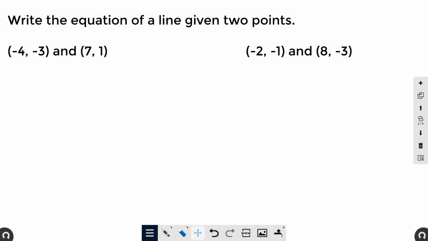I would put this down on your notebook paper. We are going to be writing an equation of a line given 2 points. This slide and the next slide that we do are just review from Math 1 and middle school things that you've done. So hopefully these first 2 slides are just a review from previous data.